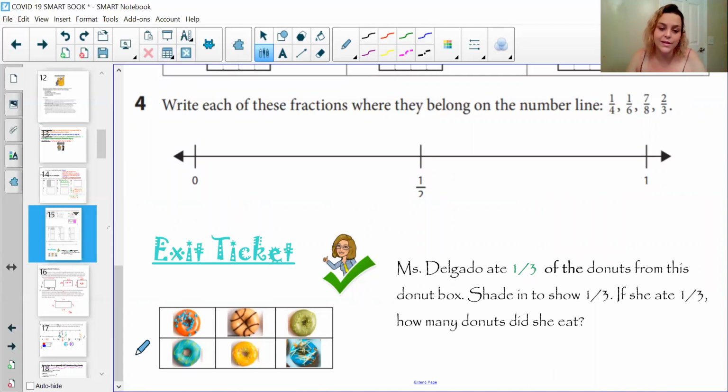Okay, so you're gonna write this out in your little notebook, on an index card, on a Post-it, draw out this box of delicious donuts. There's 6 of them. Miss Delgado ate 1/3 of the donuts from the donut box, shade in to show 1/3. If she ate 1/3, how many donuts did she eat? I want you to use that recipe card that we discussed earlier and that you copied in order to get that answer. If you need to rewatch this video, please do so, just so that you can get the practice and look at what we did in order to solve.